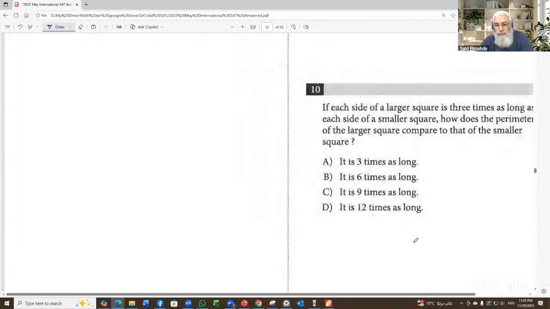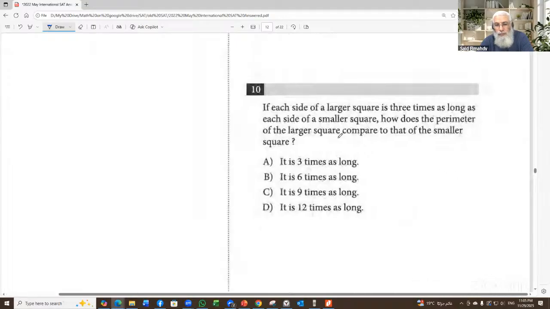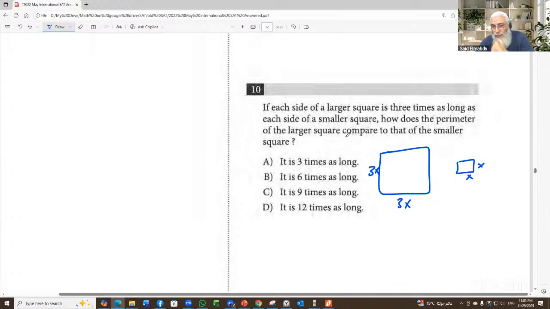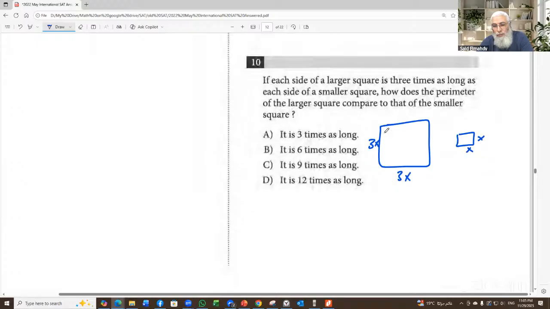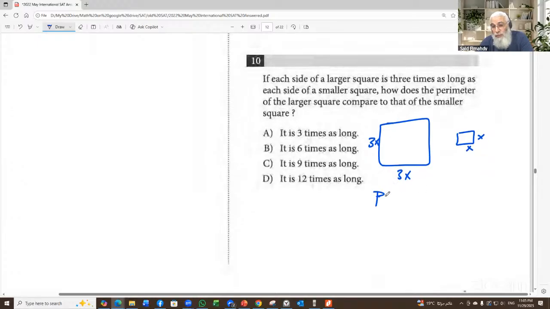Number 10. If each side of a larger square is 3 times as long as each side of a smaller square, so this is x, and this is 3x and 3x. How does the perimeter of the larger square compare to the smaller square? So the perimeter here is equal to 3x plus 3x plus 3x plus 3x, 4 times, or 4 multiplied by the side length, which is 3x, which is equal to 12x. This is the perimeter of the larger square.